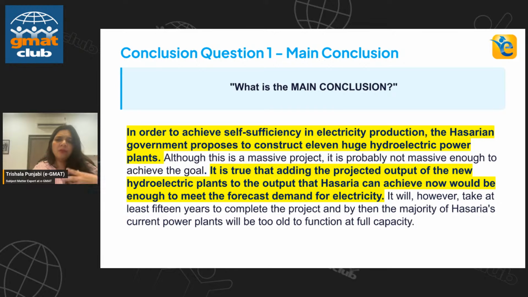I'm very glad that all of you could recognize it really well. It is true that adding the projected output to the output that Hazaria can achieve now would be enough to meet the forecast demand. It will, however, a turn in the argument, take at least 15 years, and by then the majority of Hazaria's current power plants will be too old to function at full capacity. So basically, why is it not massive enough? Because by the time you actually build the entire 11 hydroelectric power plants, Hazaria's current plants will be too old. So you'll not be able to fulfill the plan, right?